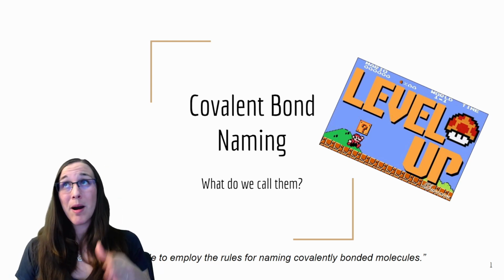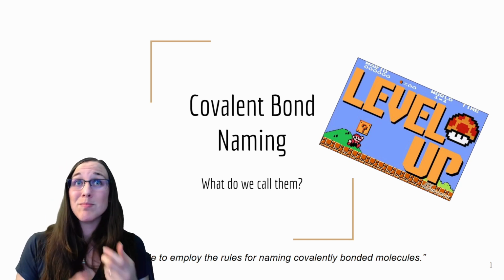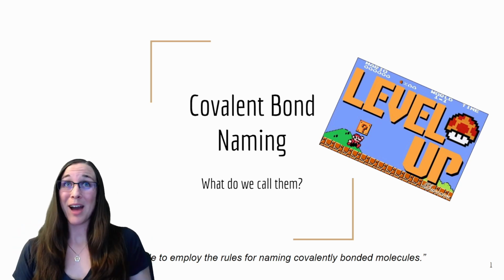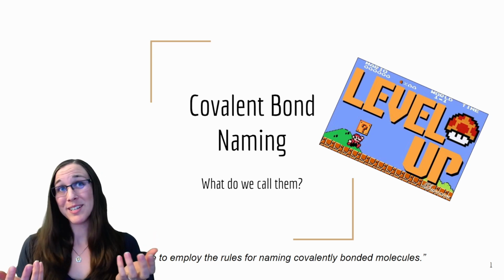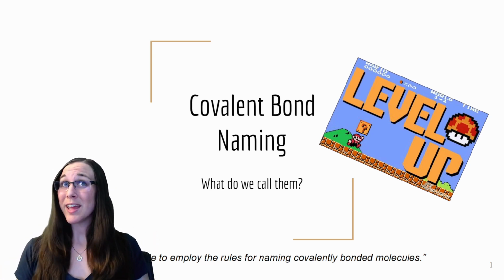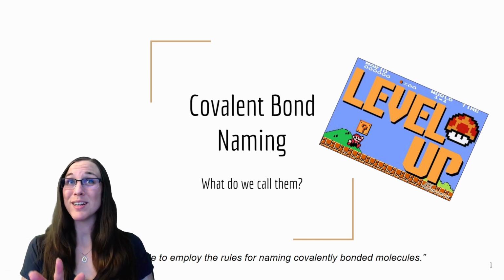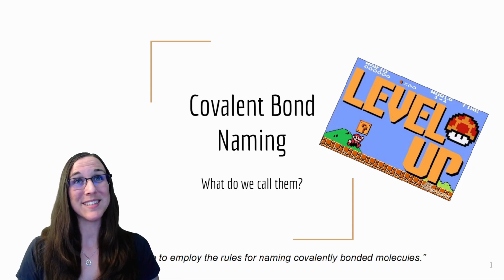So now that we know about covalent bonds, we know how to draw covalent bonds, we know that they're made up of nonmetal atoms. Now how do we name them? How do we name all of these covalently bonded molecules? By the end of this video, you should be able to employ the rules that I teach you today for naming any covalently bonded molecule you happen to come across.